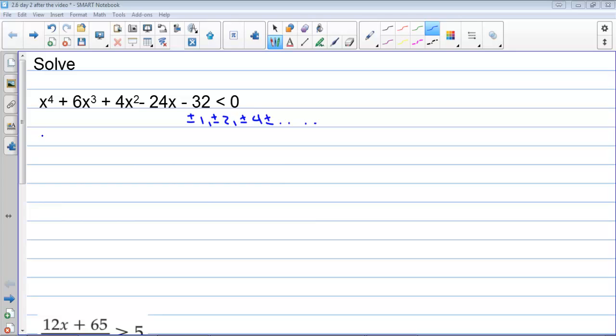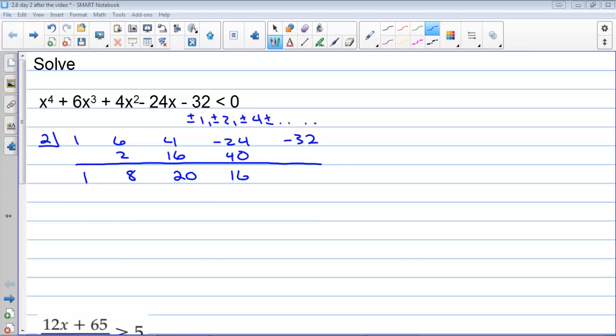2 would work. So let's plug 2 in synthetically. We have 1, 6, 4, negative 24, negative 32. Let's bring down the 1. We got 2, we got 8, we got 16, we got 20. 40 gives you 16, and then that is 32, and we have a remainder of 0. So 2 would work. Then 1 to 8 is not the same as 5 to 4, so this does not factor by grouping. Unfortunately, that would be nice.